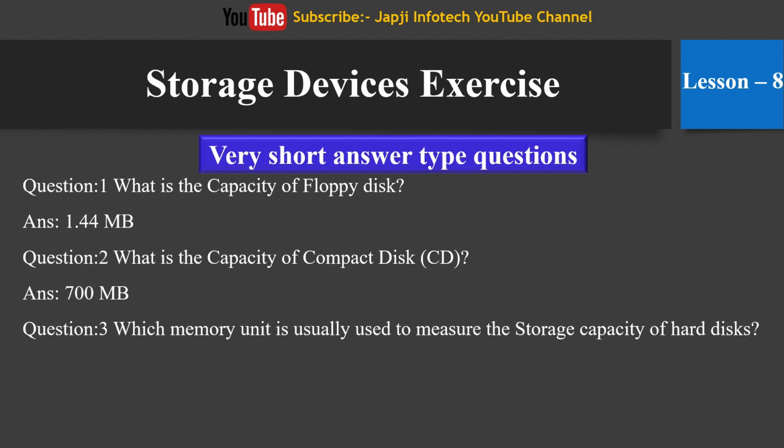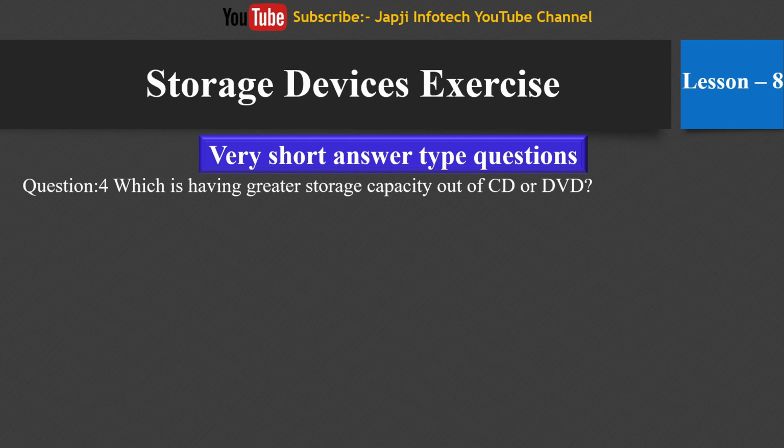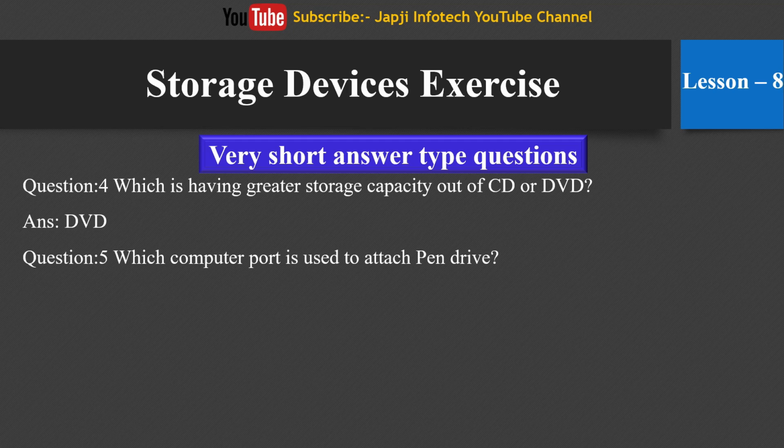And third one is which memory unit is usually used to measure the storage capacity of hard disk, and the right answer is gigabyte. And the fourth one is which is having greater storage capacity out of CD or DVD, and the right answer is DVD. And the fifth one is which computer port is used to attach pen drive, and the right answer is USB, that is universal serial bus.